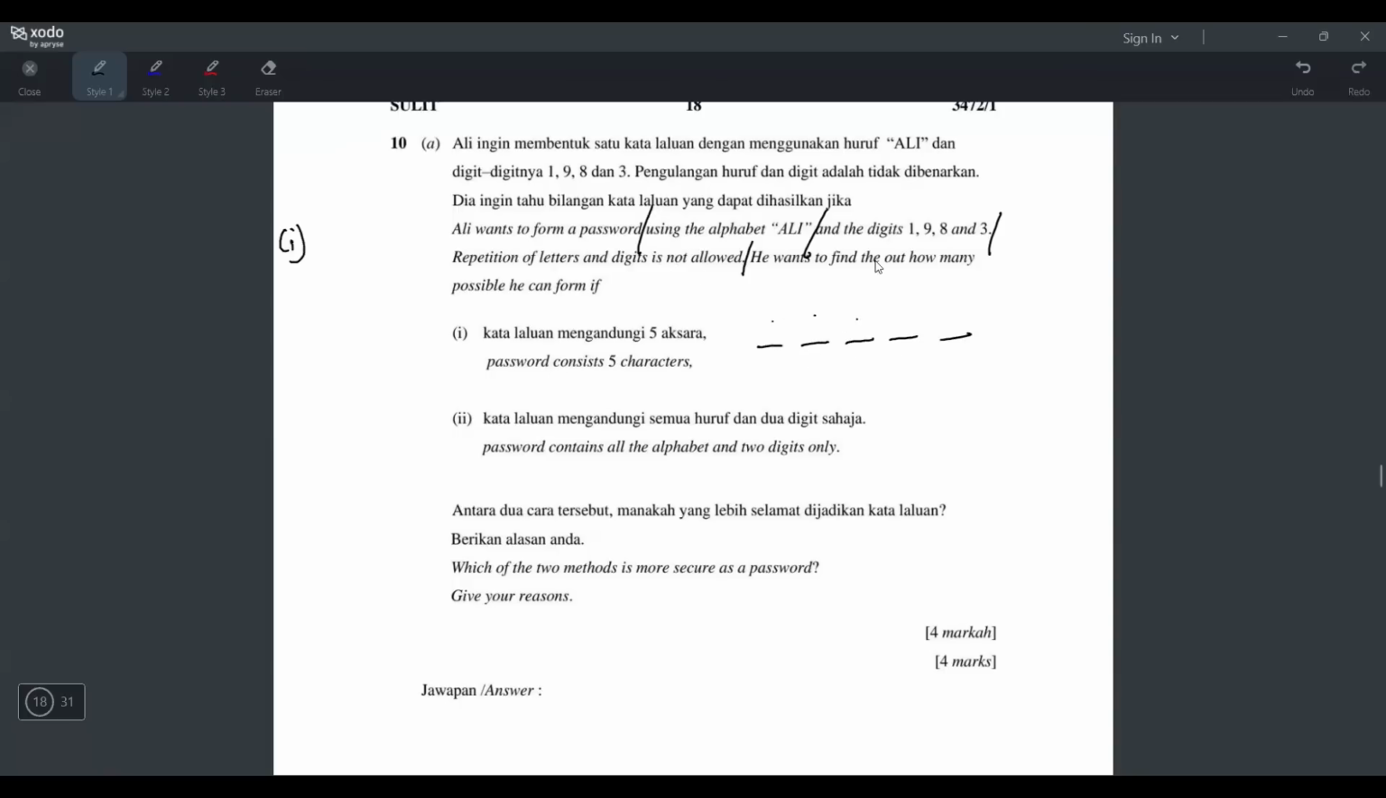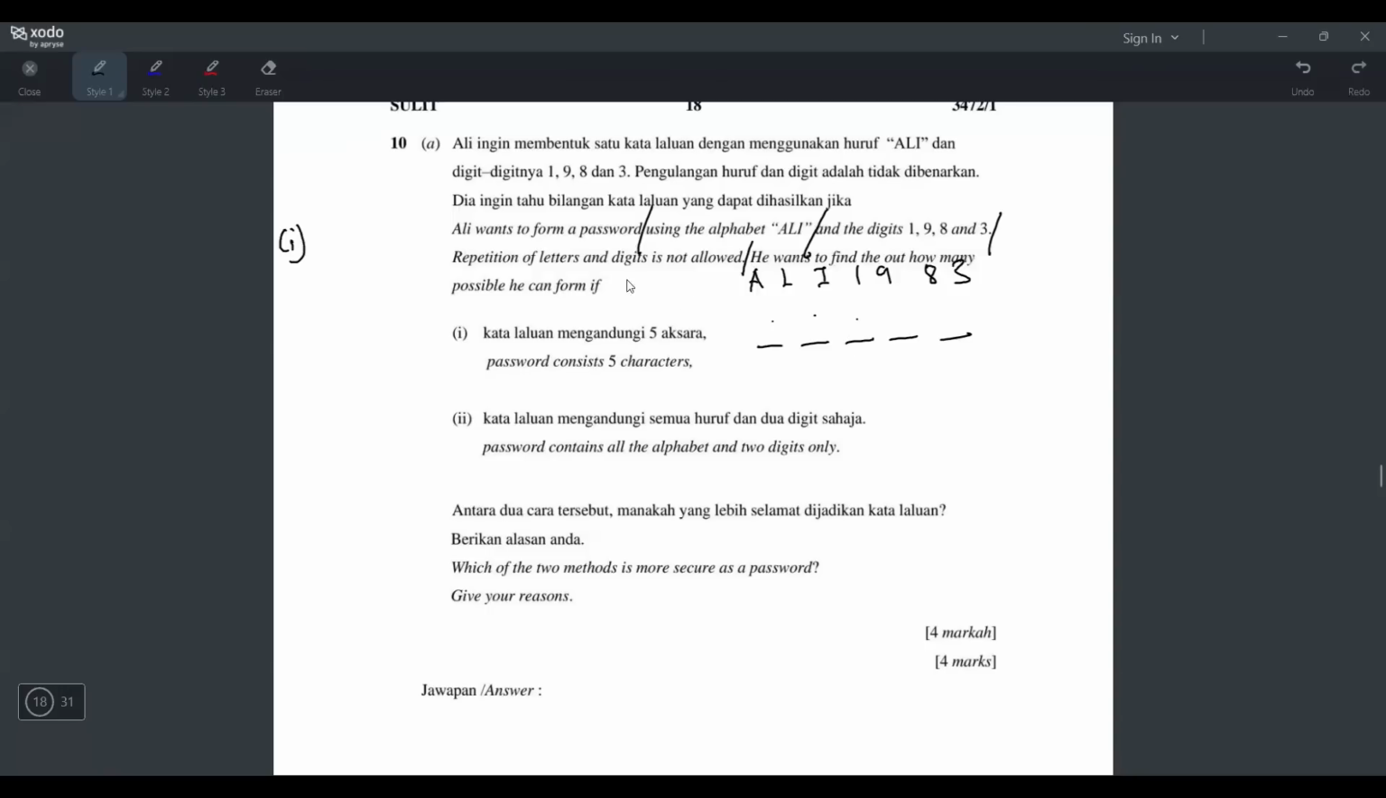1, 2, 3, 4, 5. So out of 7 choices, we have ALI1983. So there's no condition. They never say the alphabet has to be together or the numbers together. No, they never say that. They just choose randomly, no condition.